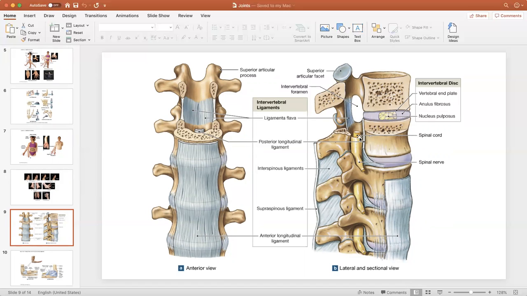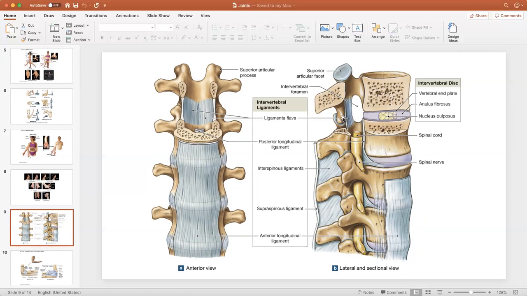Okay, and then we have some of the ligaments. We'll start in the front, which is your anterior longitudinal ligament. So anterior in the front, and it runs longitudinally, and it's a ligament. Anterior longitudinal ligament. Then we have your posterior longitudinal ligament on the posterior aspect of the vertebral bodies that runs longitudinally.